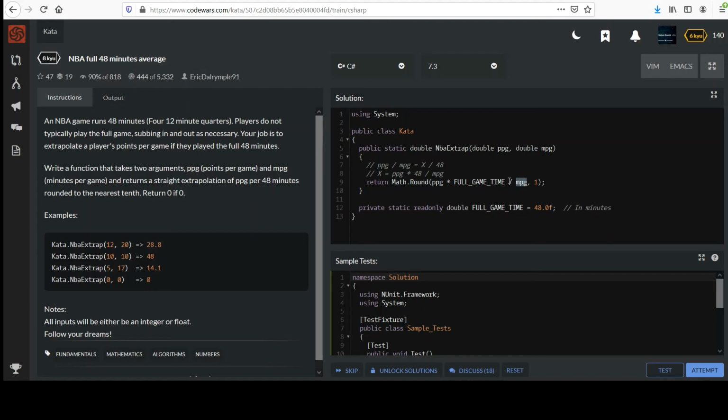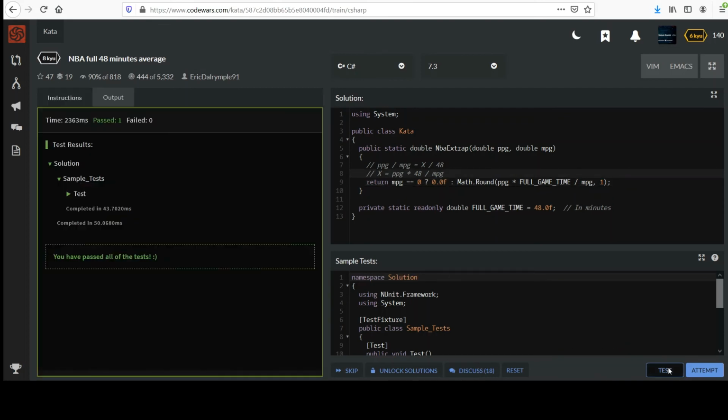So let's prevent that. We can try something like this. We'll use a ternary operator. Remember that. We'll say MPG equals 0, then return 0. I can even write it out as a double. Else, right, the colon gives the second case. If it's not equal to 0, then do our calculation. And so I think that will cover us. I'll go ahead and test. See what we get.